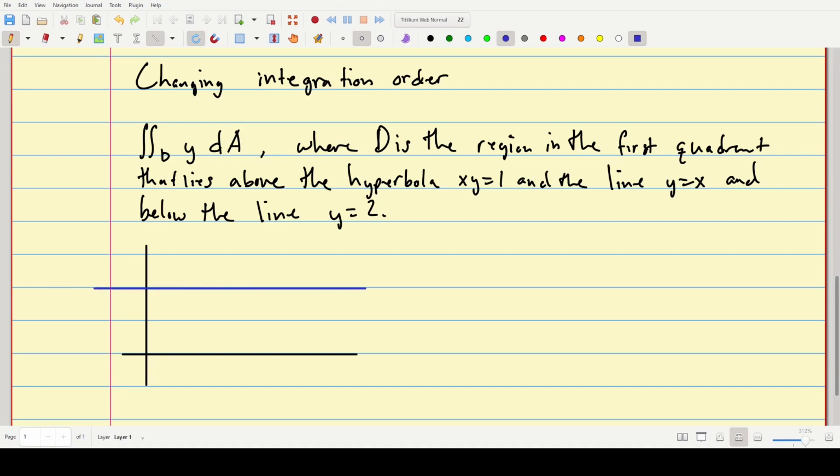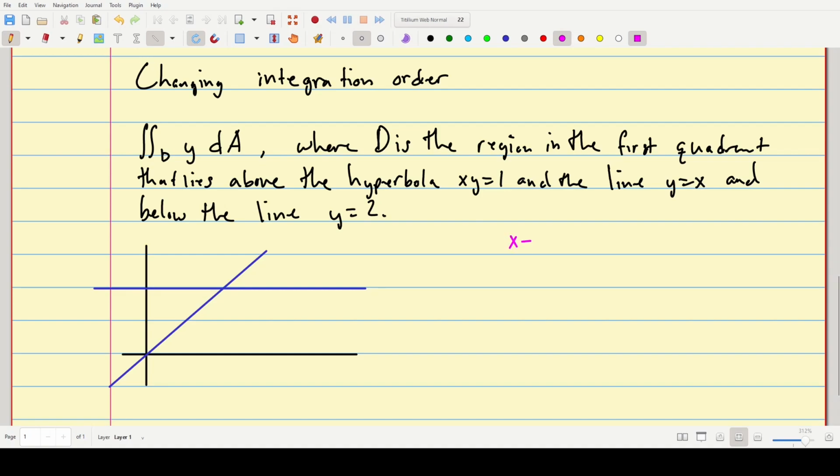Okay, so we're told, doing a good job drawing that line. The line y equals 2 is one of our boundaries, so I'm putting that in here. Okay, and we're also told that the line y equals x is one of our boundaries. Okay, and we also want to do xy equals 1.